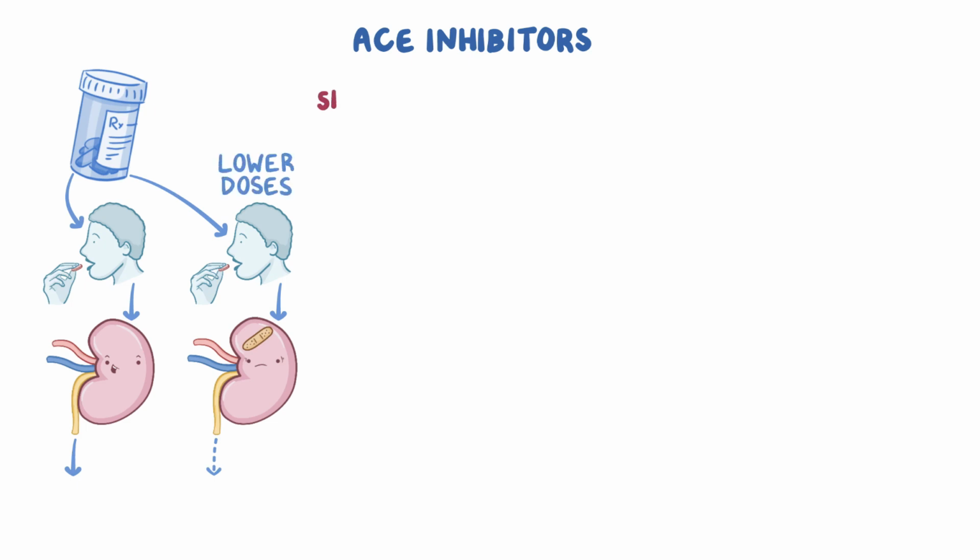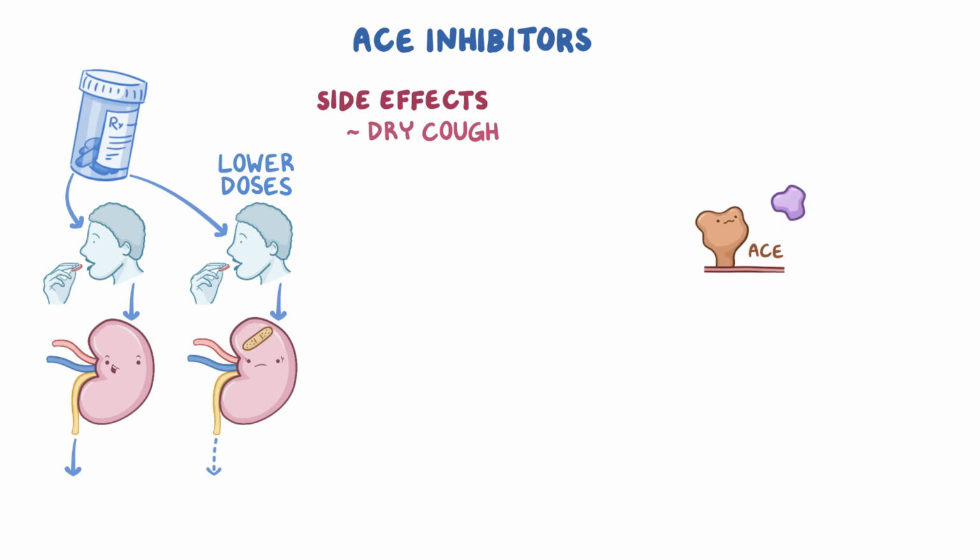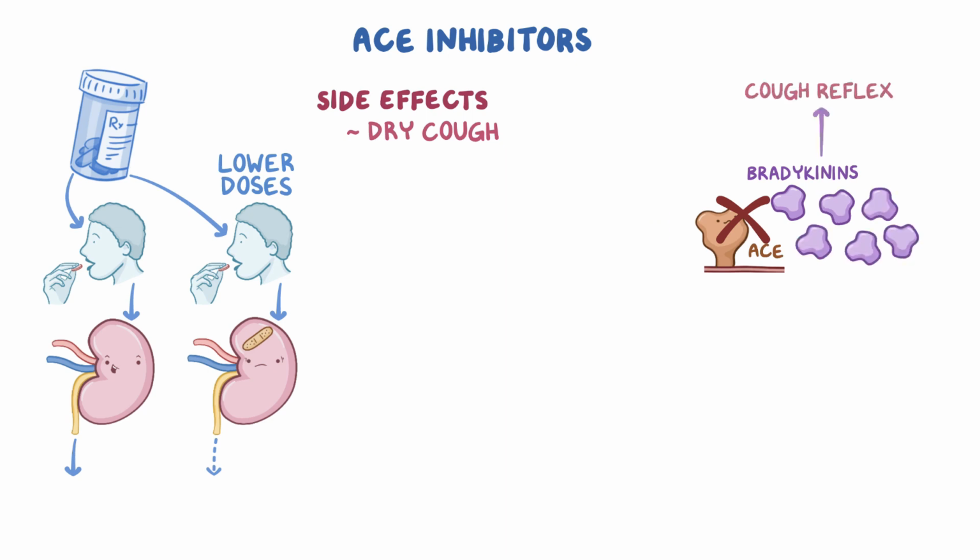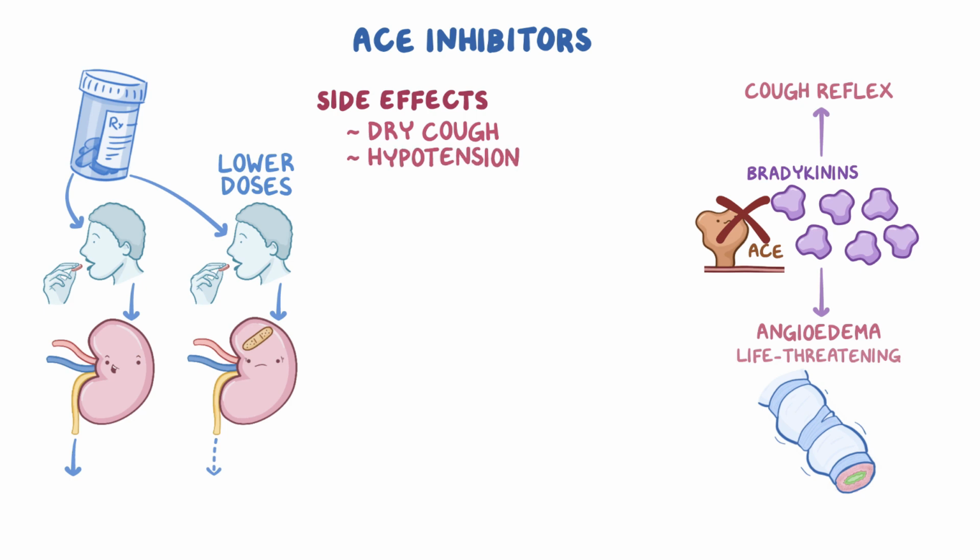Now, the most common side effect of ACE inhibitors is a dry cough. Normally, ACE also breaks down bradykinin, so when the person takes ACE inhibitors, bradykinins accumulate and they're thought to induce the cough reflex. Another more rare consequence of bradykinin accumulation is angioedema, a painful swelling in the airways that's life-threatening. Other side effects include hypotension, but it only happens when the person starts taking the medication, then eventually disappears.